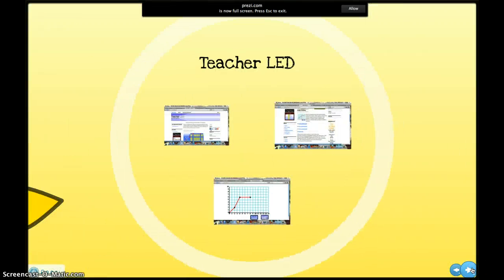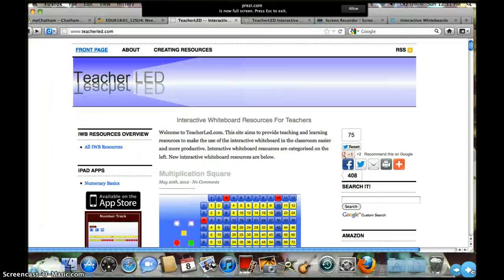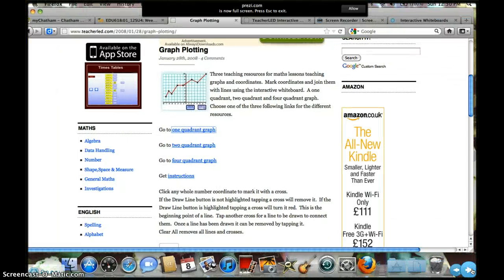The third resource I looked at was called Teacher LED. This one isn't specific to just math like the other 2 were. This one also has units in English and geography, I believe. In this one I looked at graph plotting, and this one was nice. It gives you an instruction page on how to use the graph and what you can do with it, and also provides you with other quadrant graphs, which is nice when you're teaching coordinate systems.